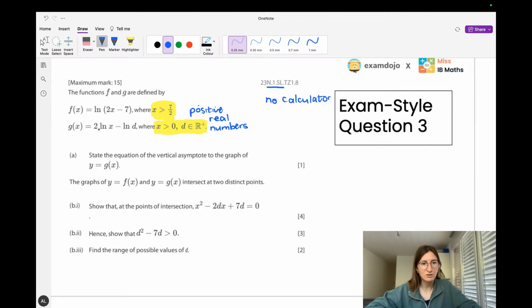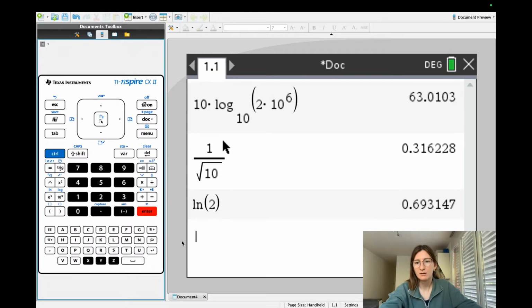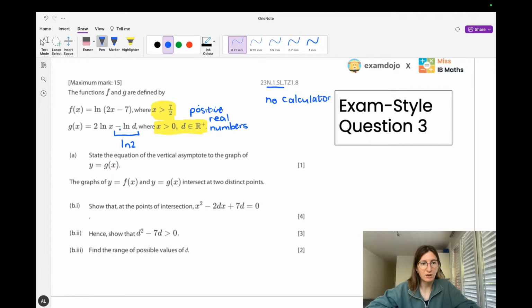And our second function is g(x) = 2 ln x − ln d, or natural log if you say natural log. So this might confuse you. You might think, oh my gosh, what is that? That's just a constant. d is a real number. So d could be 2, it could be ln 2. And if you put that on a calculator, that's just a number. Let's see what that number actually is. Natural log of 2, which is some very ugly number, 0.693147.